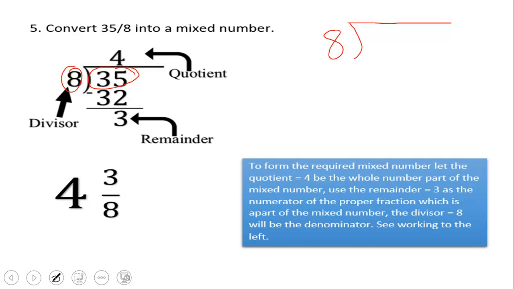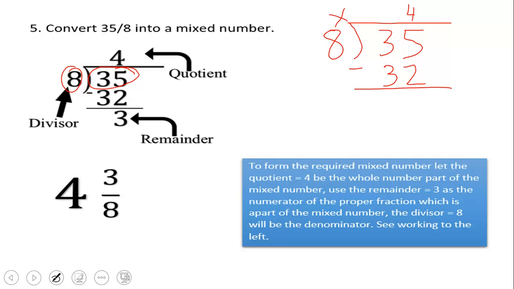35 divided by 8. Okay, and the question is, what whole number could I use to multiply by 8 to give me 35? The answer is there's none. But if we multiply 8 by 4, we get a number close to 35. That is a multiple of 8. So we have 8 times 4. 8 times 4 is indeed 32.